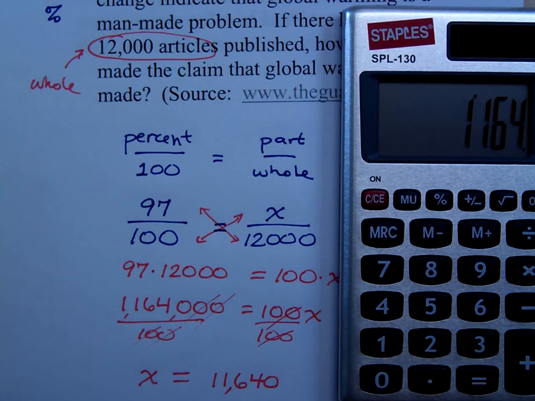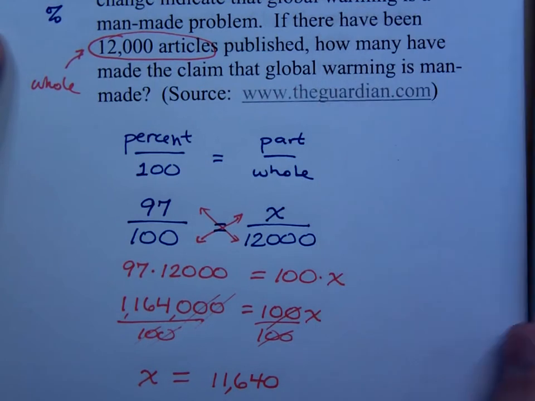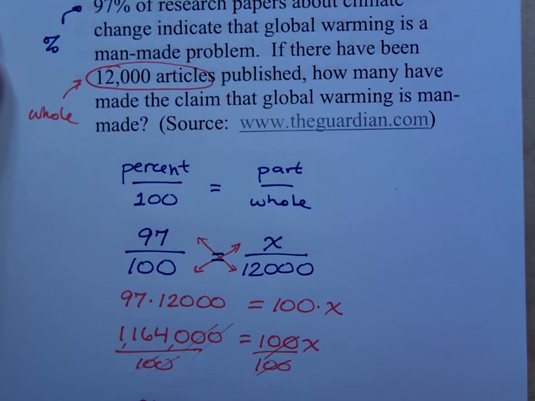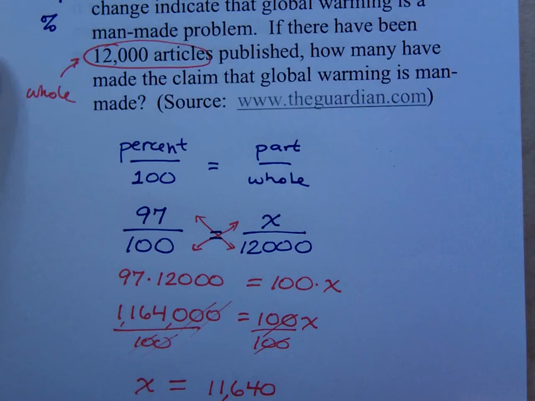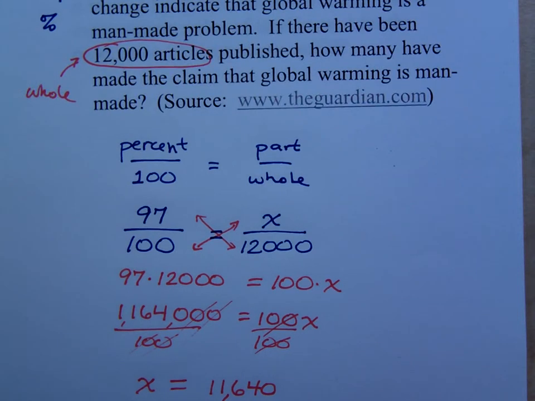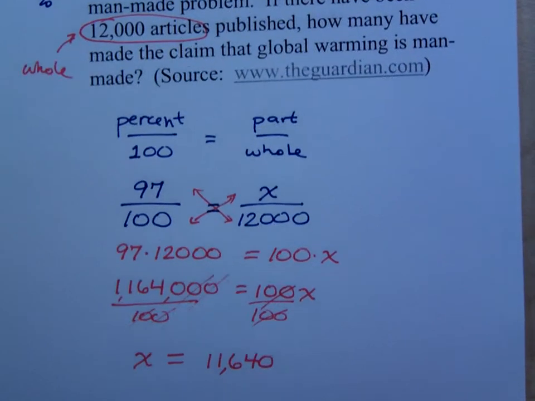It should. What was the total number of articles published about global warming? What did the word problem say? 12,000. The total number was 12,000, right? Well, it said that 97%, that's almost all, right? 97% claim that global warming is a man-made problem. So it can't be more than 12,000. That wouldn't make any sense in this problem. So 11,640 seems to make sense, so we'll state that.